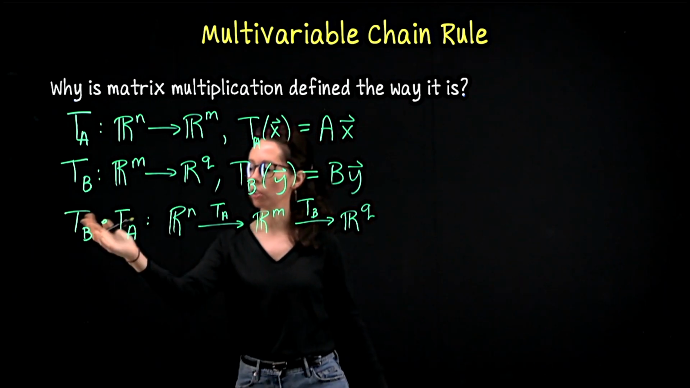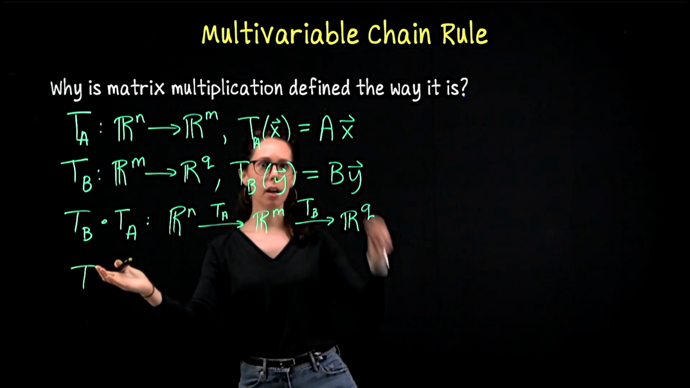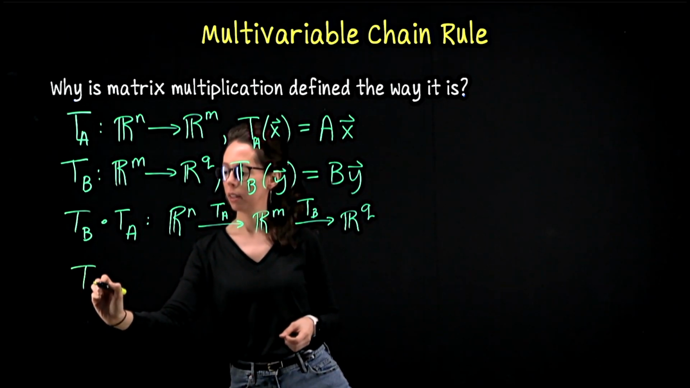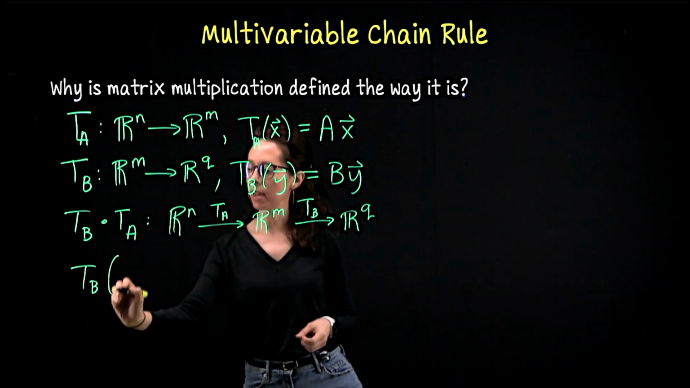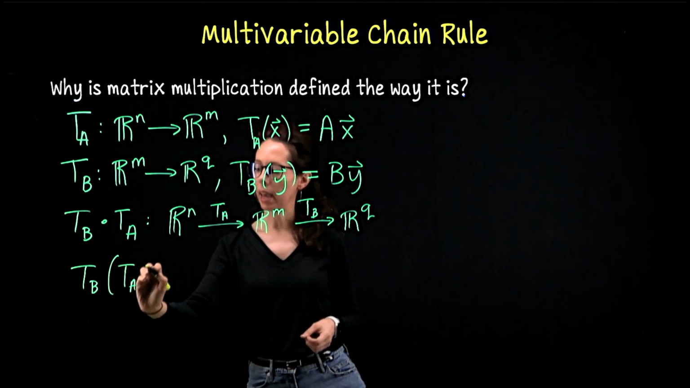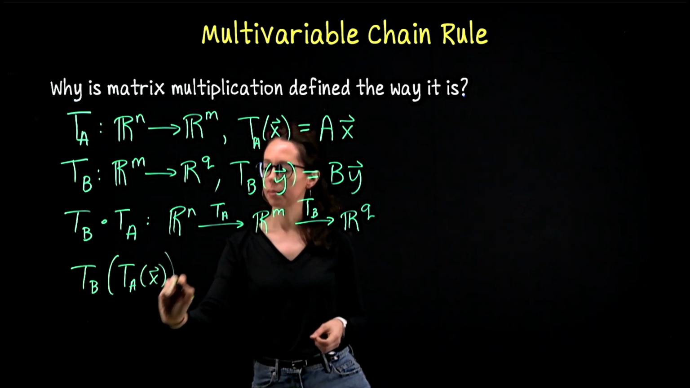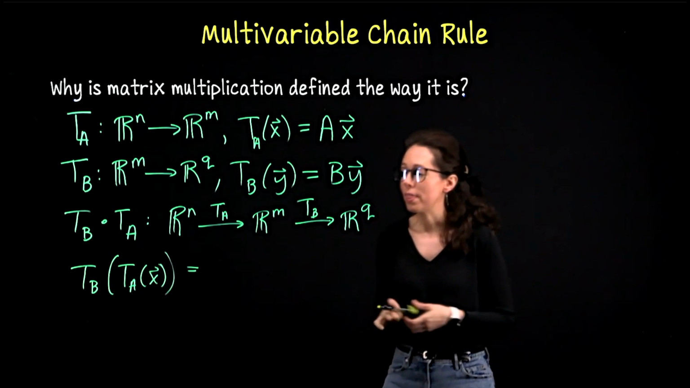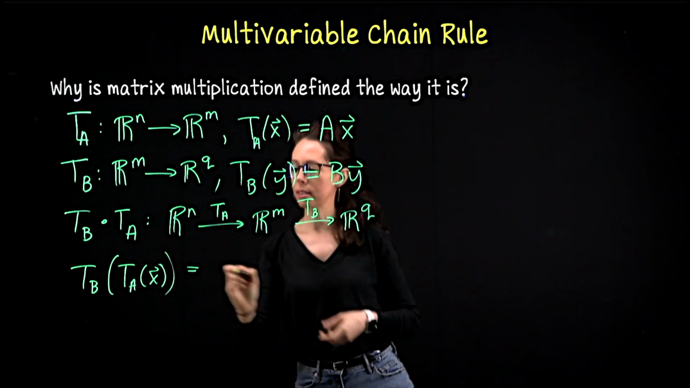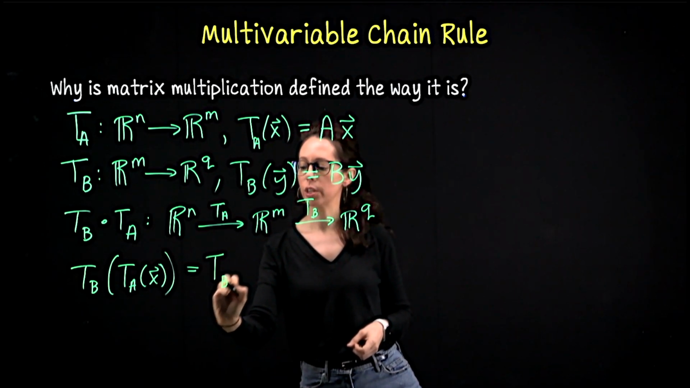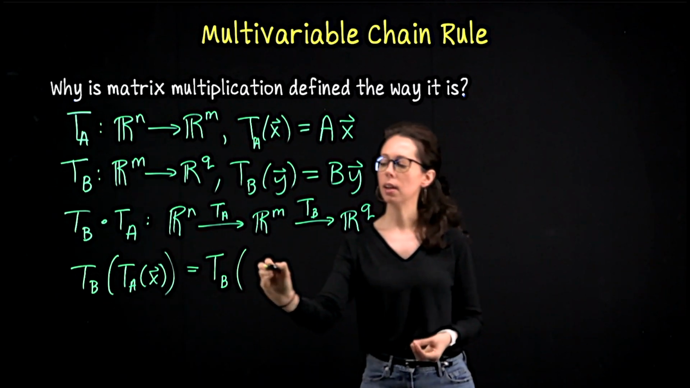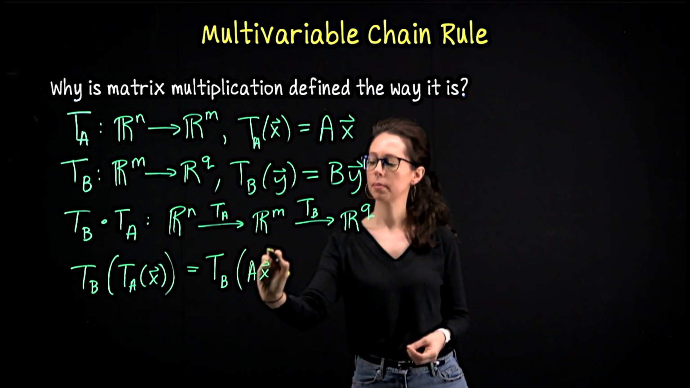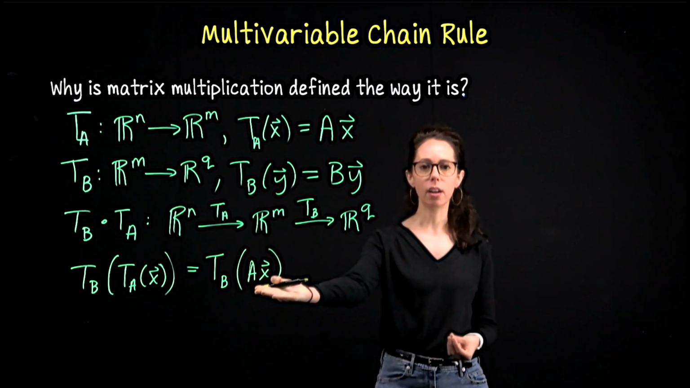In particular, what does it look like to do this computation on, say, a vector from Rn? So let me go ahead and write T sub B acting on T sub A of x. My inside function is this first linear transformation. We know what this is explicitly. It's A times x. So this is now the linear transformation T sub B acting on A x, which is a vector in Rm.